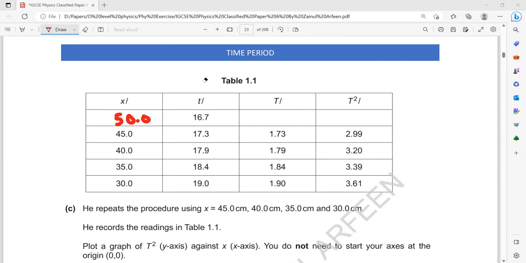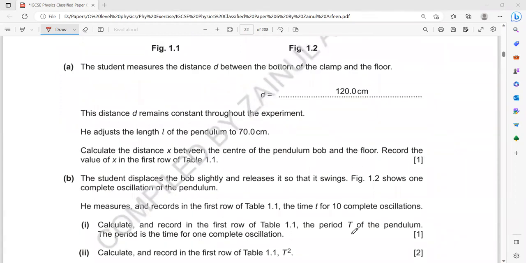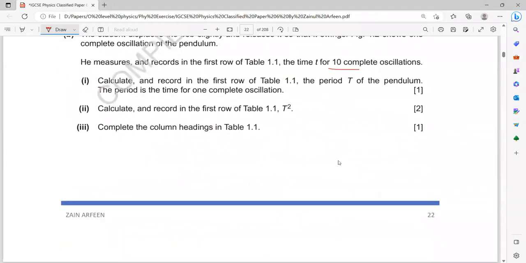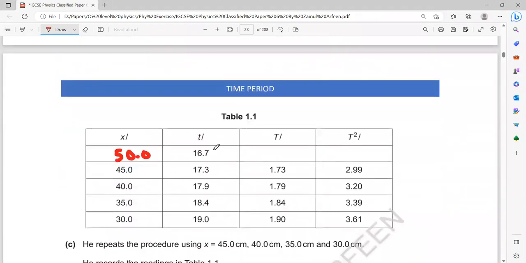First we have to complete the value for t, the time for one oscillation, and the student recorded the time for how many? 10 oscillations. So here we need it for one oscillation. If this is the time for 10 oscillations, which is 16 point something, we should divide it by 10 to get the time period. So it will be 1.67. 1.67 seconds will be there.